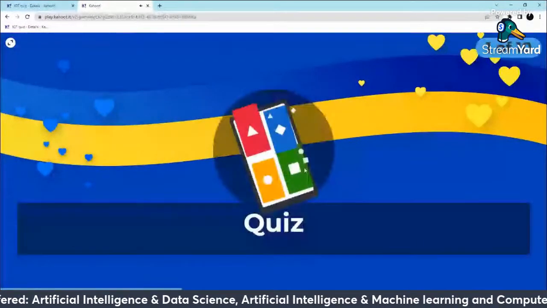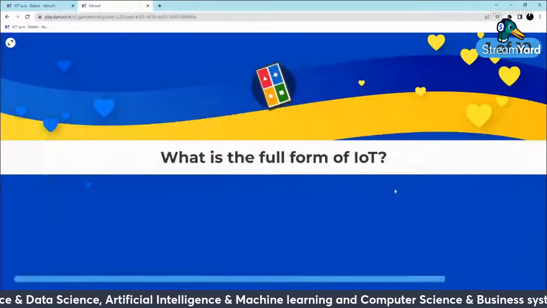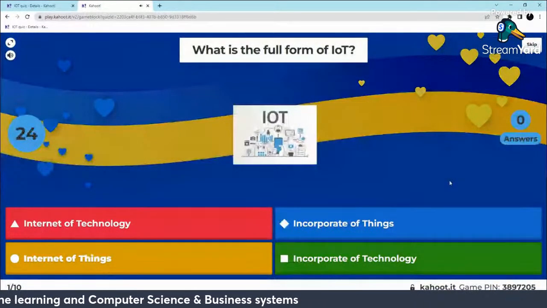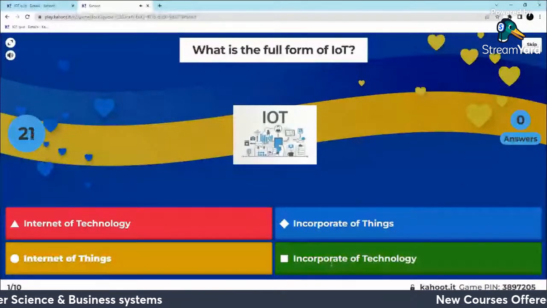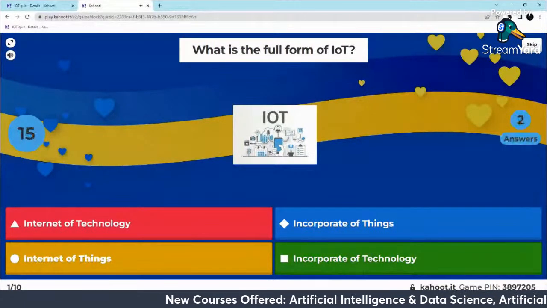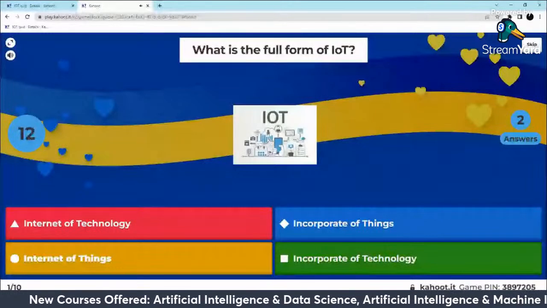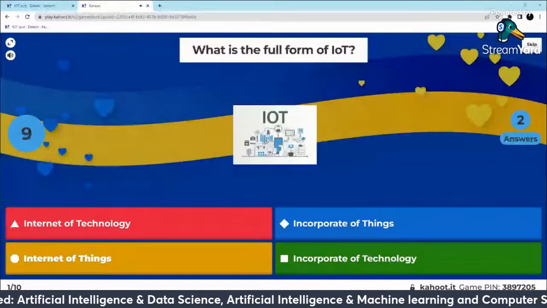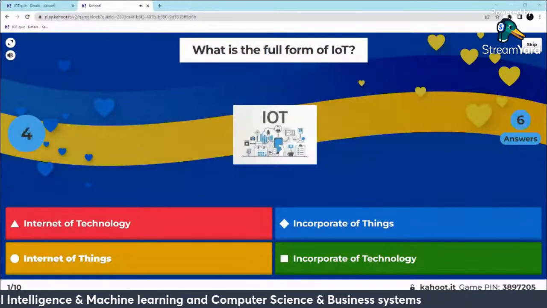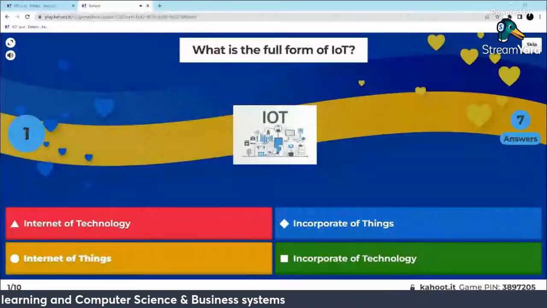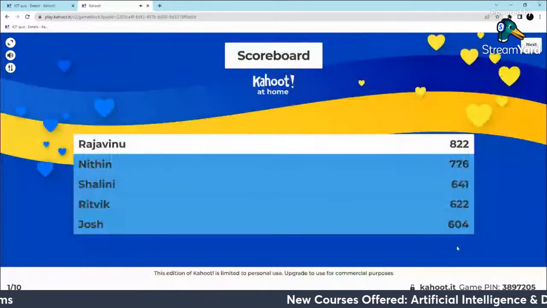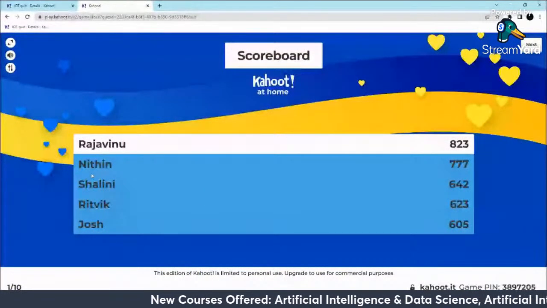3, 2, 1, and the question is, what is the full form of IoT? This must be really simple for you guys. And the options are Internet of Technology, Incorporate of Things, Internet of Things, and Incorporate of Technology. So give your answers fast. We have 14 minutes 40 seconds left, 12, 11, and the timer is running out, guys. We have 8 right answers. Let us see who is on the top. And the top is Raja Vinu. Wow, that's great. And followed by Nitin and Shalini.